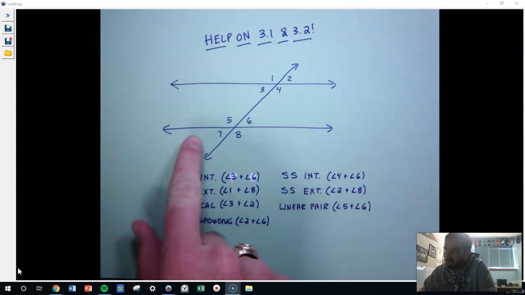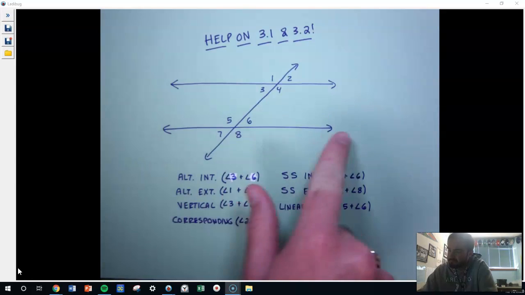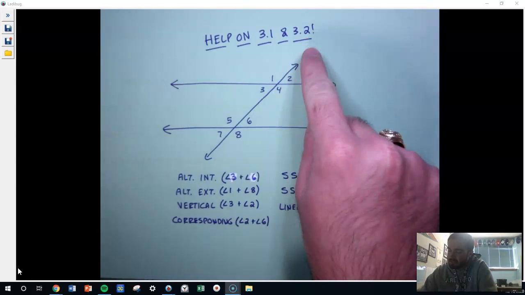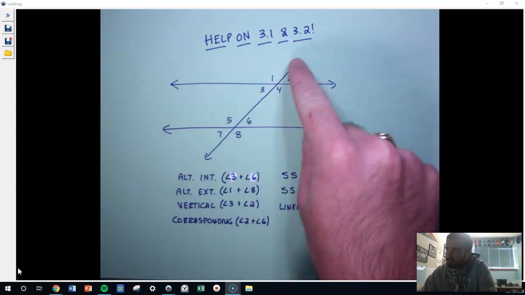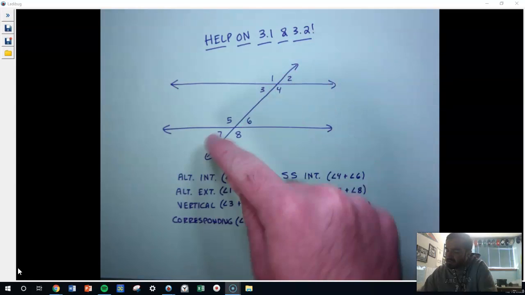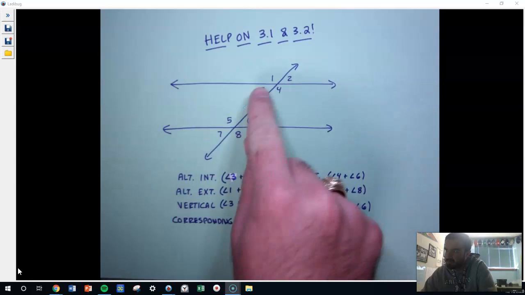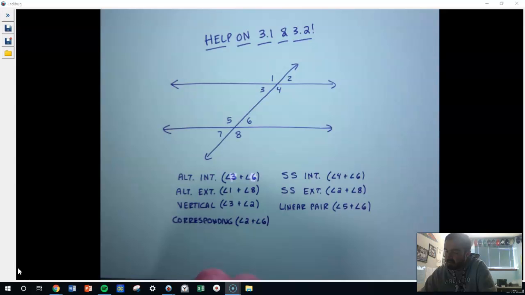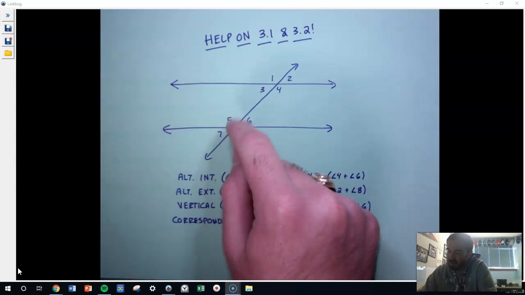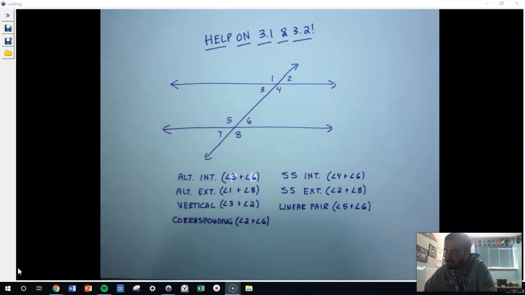So basically, you always have two parallel lines being cut through by a transversal. This thing is called a transversal. It creates all these different angles, 8 of them, actually. 8 angles. And we can call all those different pairs by different names. So there's 7 names down here.